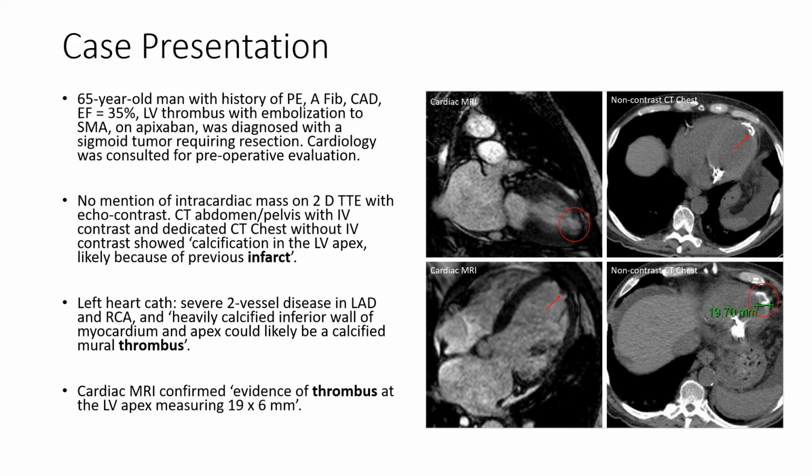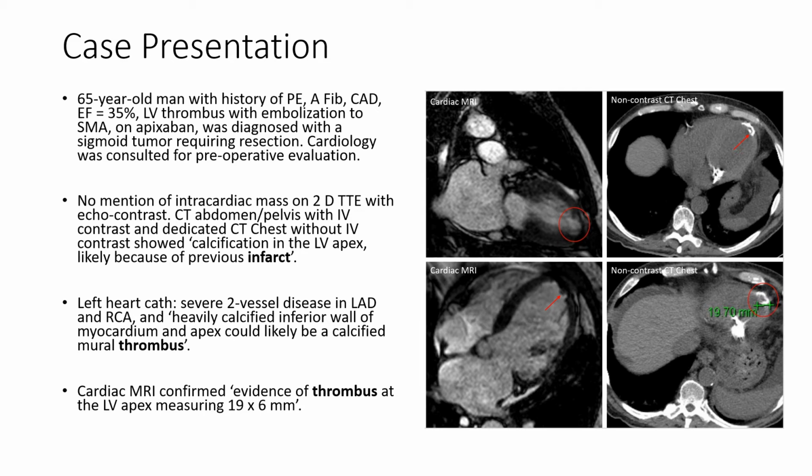Our case is that of a 65-year-old man with history of hypertension, coronary artery disease, ischemic cardiomyopathy with an ejection fraction of 35%, history of a prior left ventricular thrombus with embolization to the superior mesenteric artery, atrial fibrillation, and pulmonary embolism, who was on long-term anticoagulation with apixaban and presented with persistent abdominal pain for 2 months.